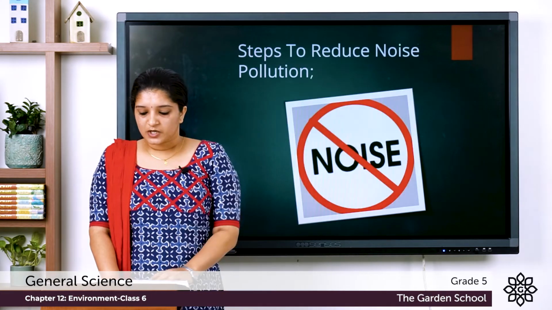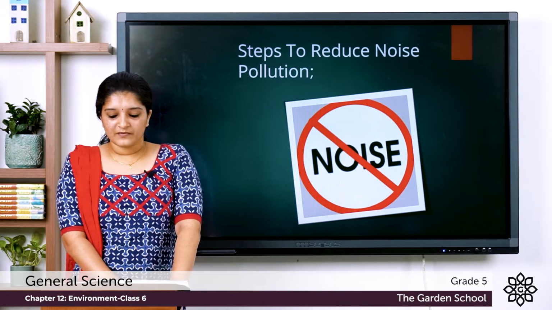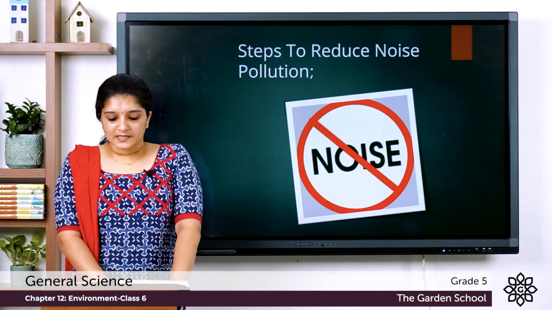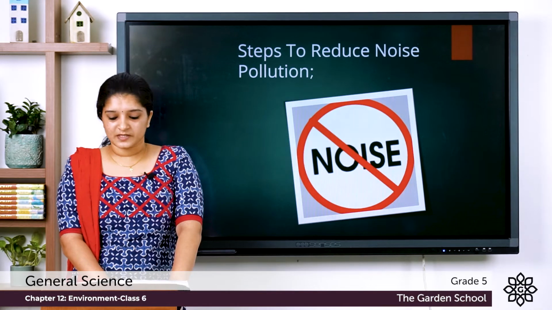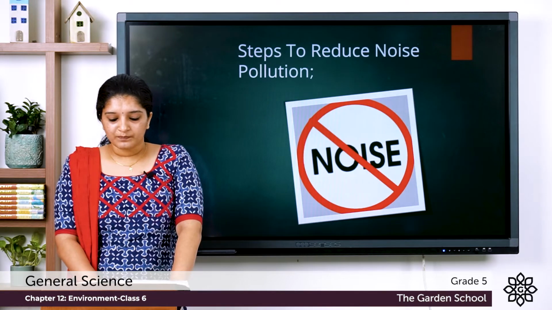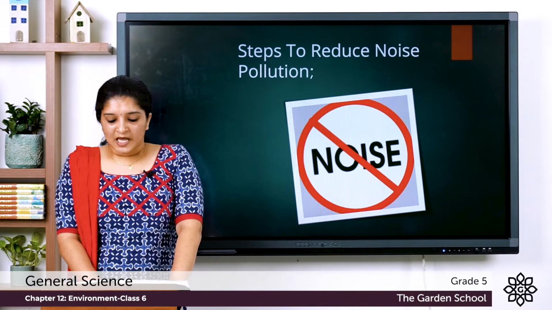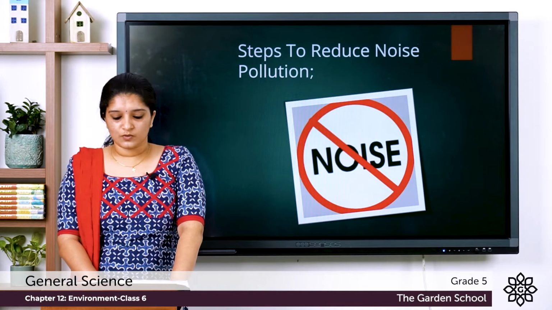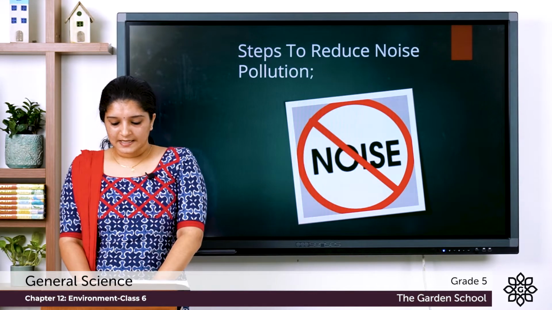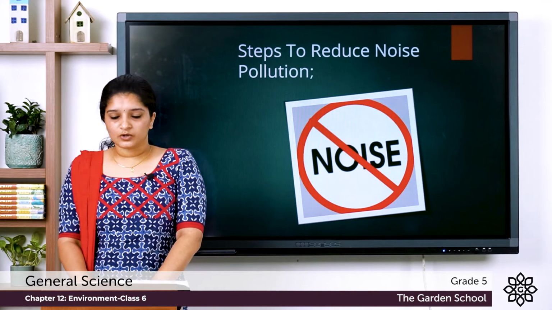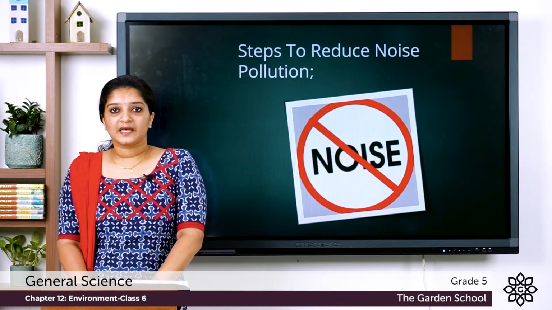Now, let's see the steps to reduce noise pollution. The first one, do not talk loudly even in public places. Second one, avoid using car horns unnecessarily, especially at traffic signals. Third one, avoid playing loud music at functions, parties and weddings. Even if we use some, we have to minimize the volume. The next one, stop bursting firecrackers that make loud sounds. It not only causes sound pollution, it affects the environment as a whole due to the chemicals used in it.